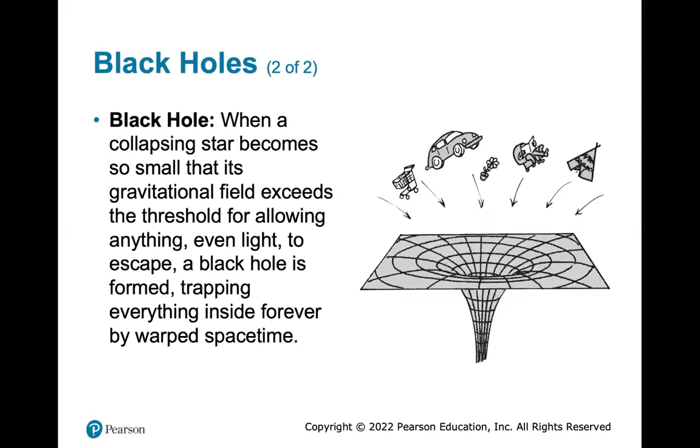Black hole. When a collapsing star becomes so small that its gravitational field exceeds the threshold for allowing anything, even light, to escape, a black hole is formed, trapping everything inside forever by warped space-time.